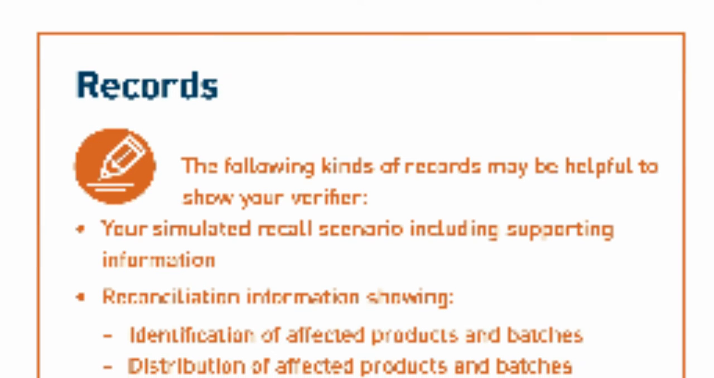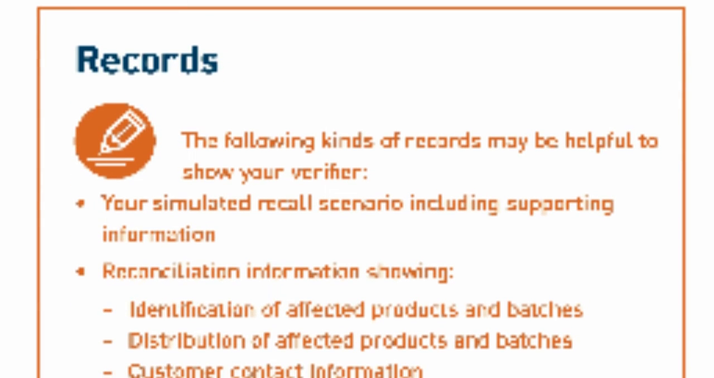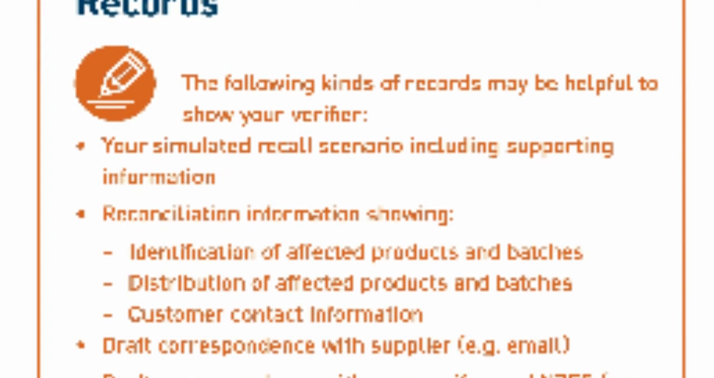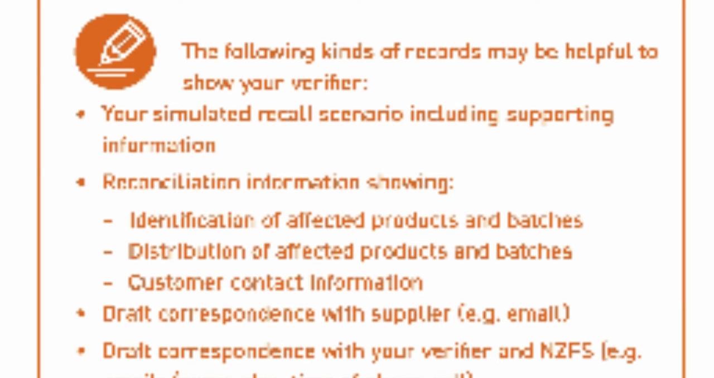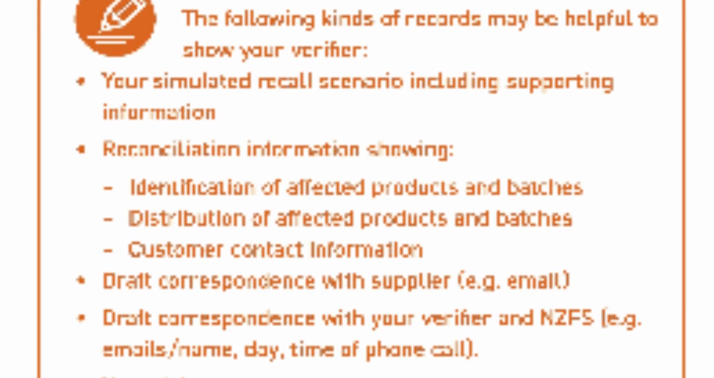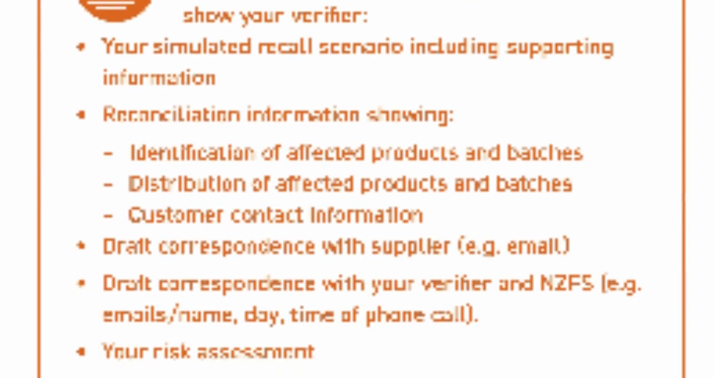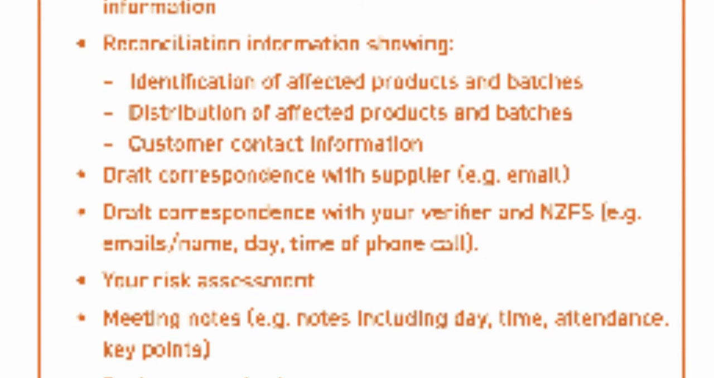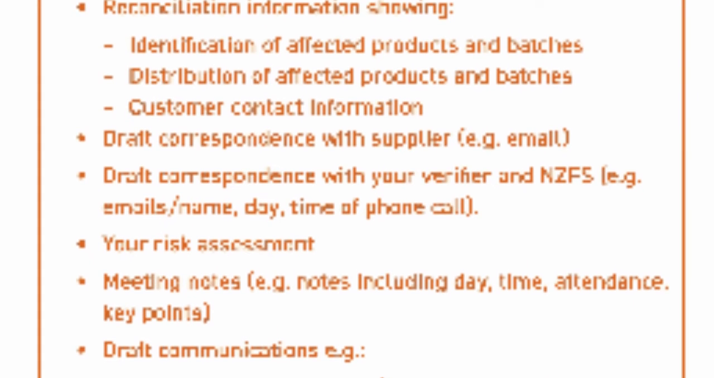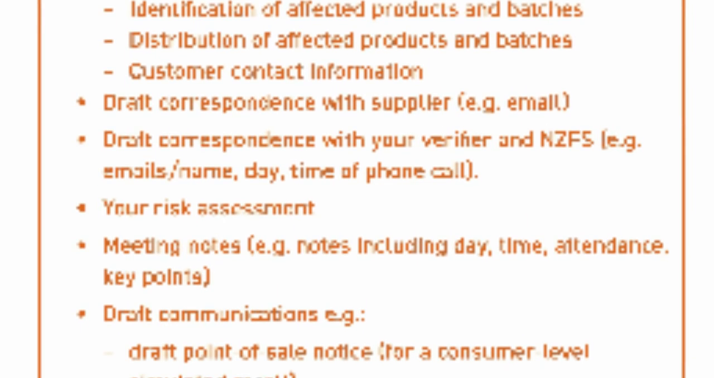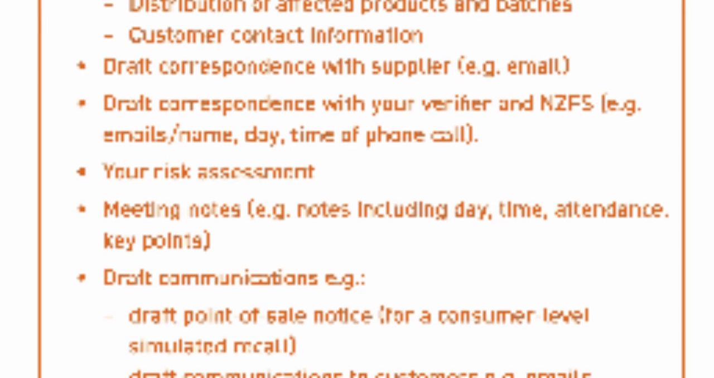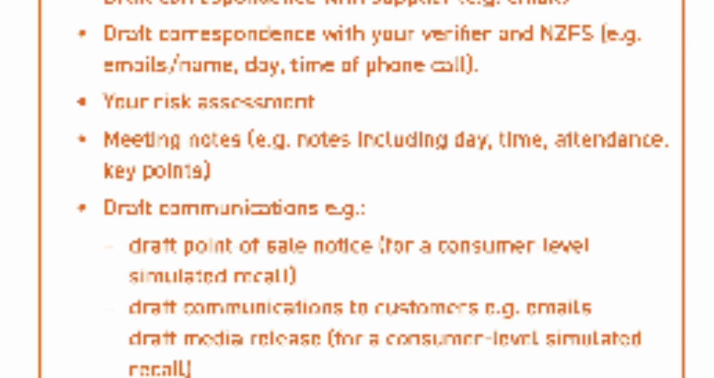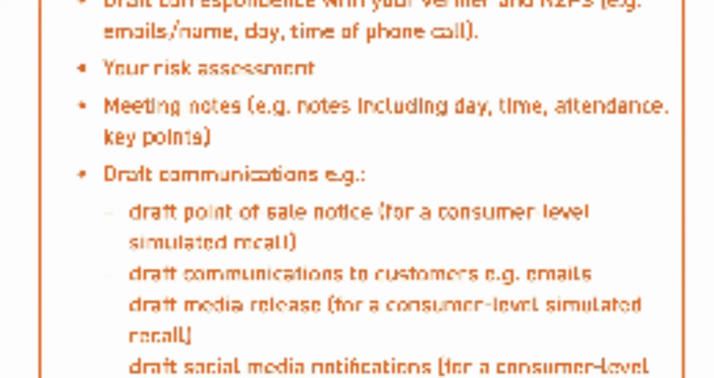Distribution of affected products and batches. Customer contact information. Draft correspondence with supplier, such as email. Draft correspondence with your verifier and NZFS, such as emails, name, day, time of phone call. Your risk assessment. Meeting notes, such as notes including day, time, attendance, key points. Draft communications, such as draft point of sale notice for a consumer level simulated recall.